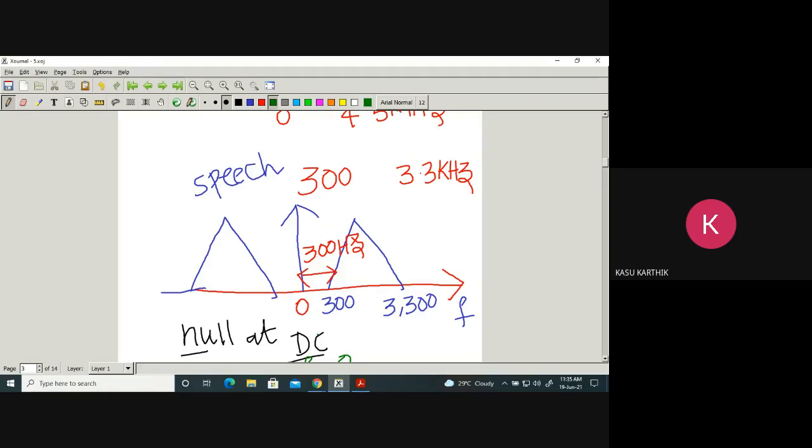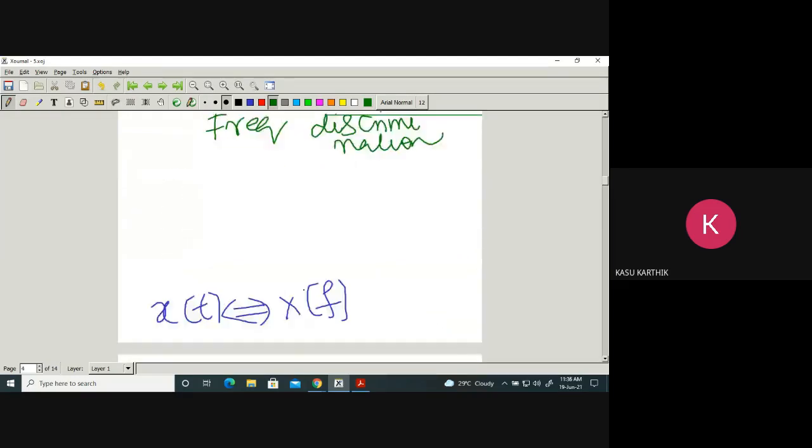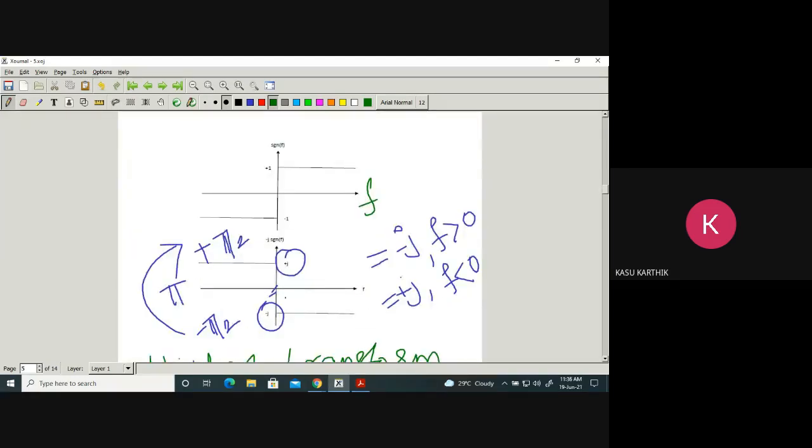Why? Because if it has no power at 0 frequency, we don't have any problem with the Hilbert transform. In the Hilbert transform, what is the problem? At 0 frequency we have a discontinuity, but at other frequencies we don't have any problem. Only at 0 frequency there is a discontinuity where we need an abrupt change of pi radians. So if there is no power at 0 frequency in our message signal, we can realize this ideal Hilbert transform. That is one advantage.